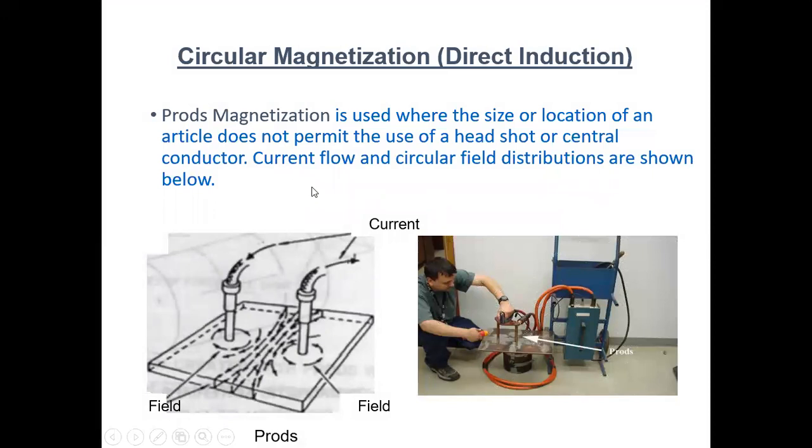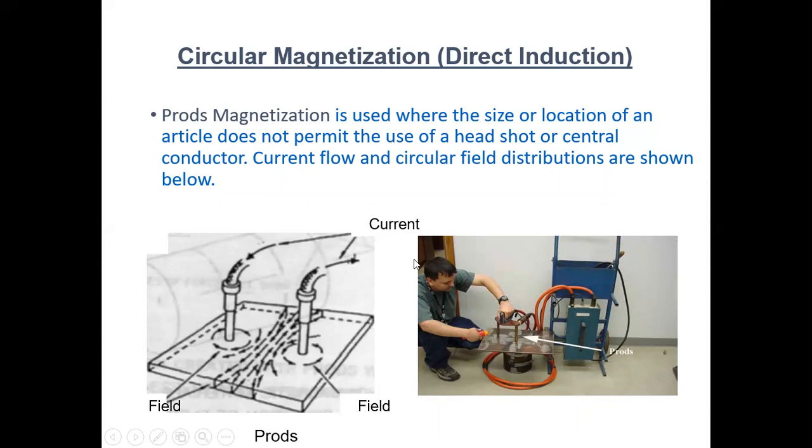Now see the second example of circular magnetization, prod magnetization, and this is also direct induction, because here we are sending current directly to the specimen, and we are getting a circular magnetic field. And this prod we make from aluminium or copper material. It is basically copper because of its conductivity.